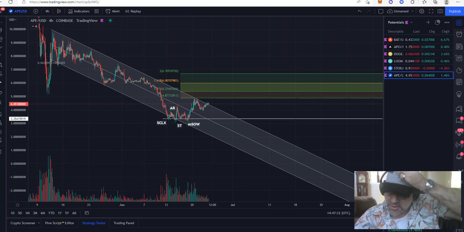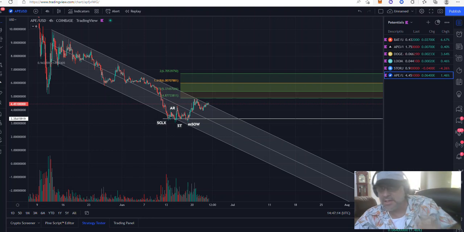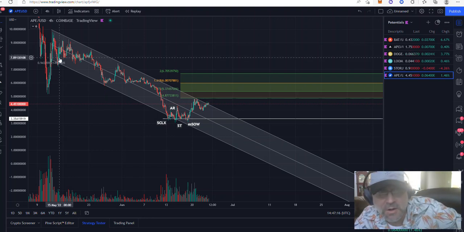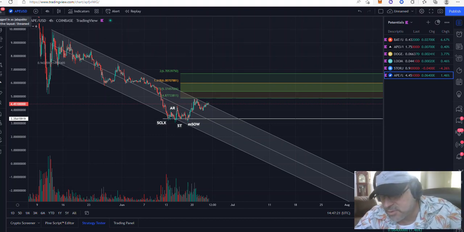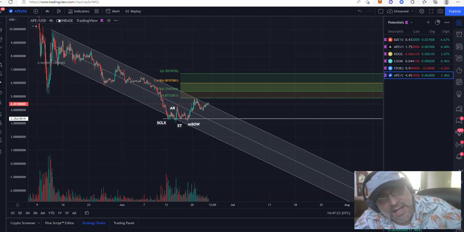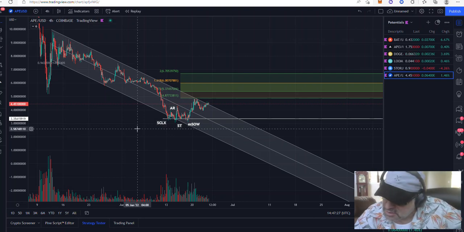Right now I'm looking at APECOIN USD on TradingView. I'm using TradingView charts through my Hala Pablo TradingView account, and we're looking at Coinbase as the exchange for it. And what I'm seeing is looking pretty good.